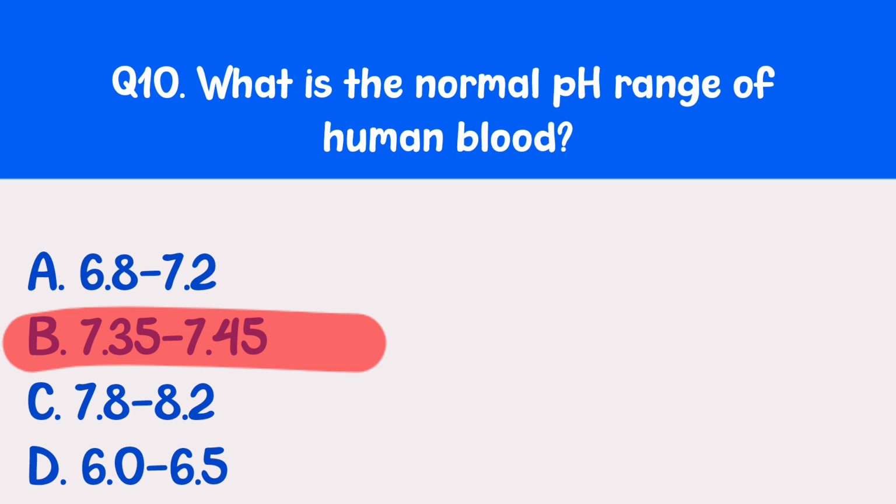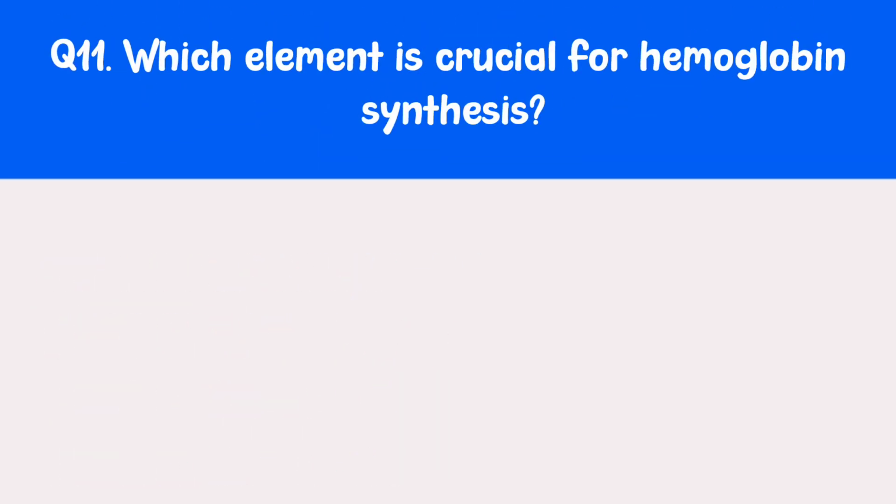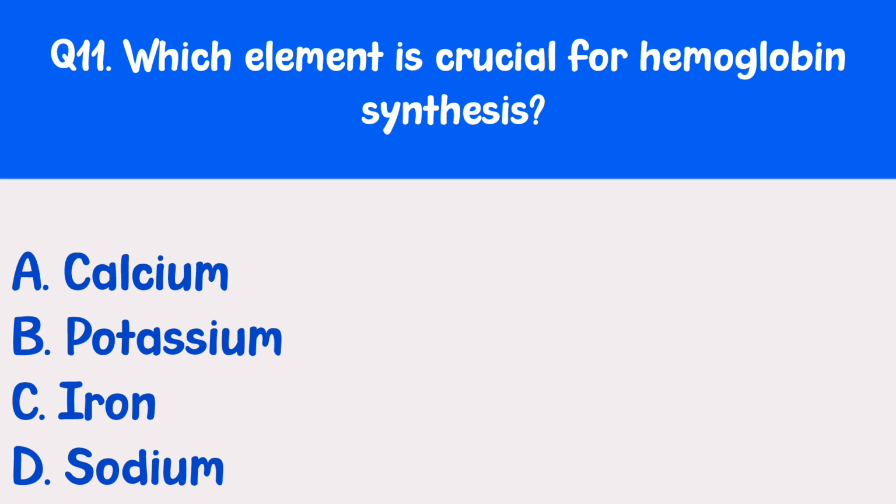Question number 11. Which element is crucial for hemoglobin synthesis? A. Calcium, B. Potassium, C. Iron, and D. Sodium. Our answer here should be C, iron. Iron is a key component of hemoglobin, and it is essential for oxygen binding and transportation.